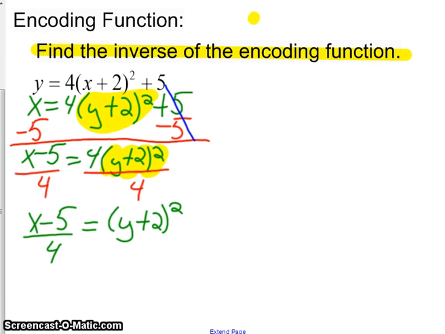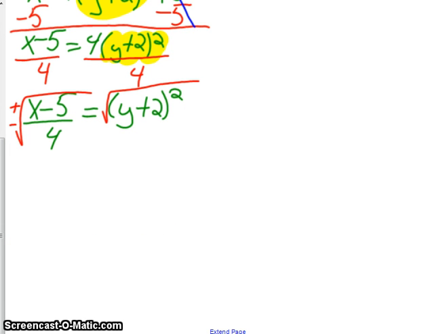Once your square is isolated, then you can undo that operation. So the opposite of square is square root. I'm going to square root both sides. Don't forget your plus and minus as you're doing that. And I'm going to rewrite what's left. Plus and minus the square root of x minus 5 over 4 equals, the square undoes the square root, y plus 2.